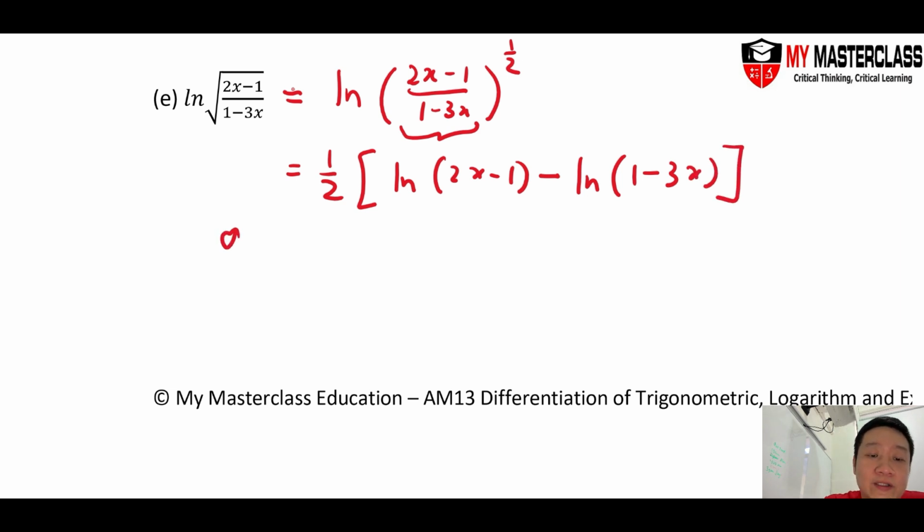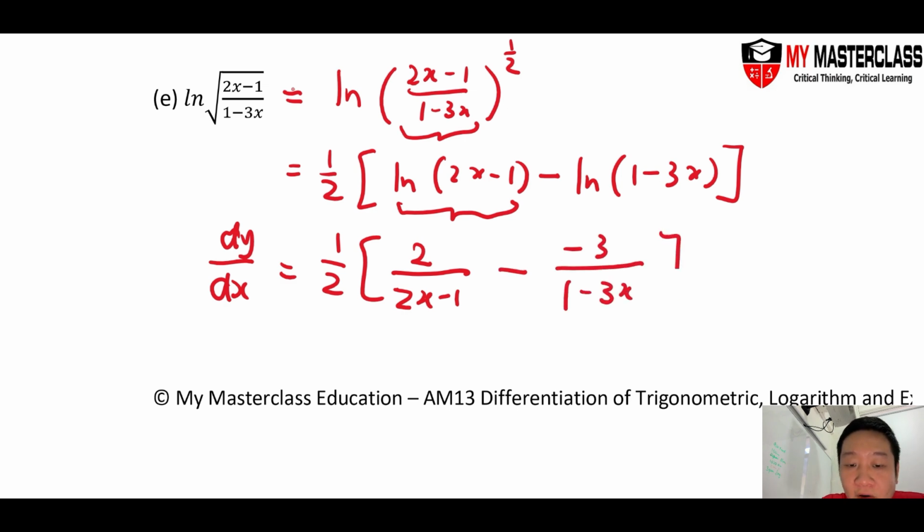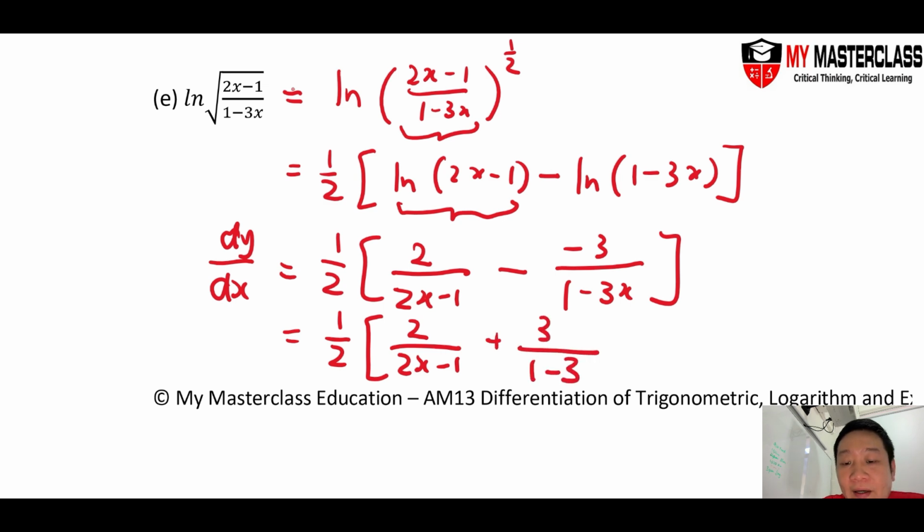Now your dy/dx is easy to get. The half remains on the outside. Differentiate ln of 2x minus 1 is 2 over 2x minus 1. Differentiate the second function is negative 3 over 1 minus 3x. And all you need to do is to make it nice. If the question didn't ask you to combine the function, you don't have to combine the algebraic fraction, and that's it. So there is no product law or quotient law within a ln.